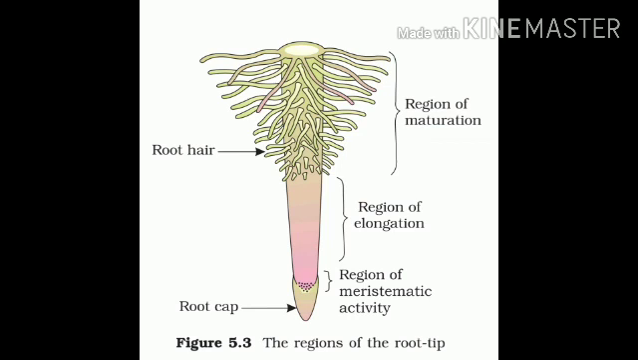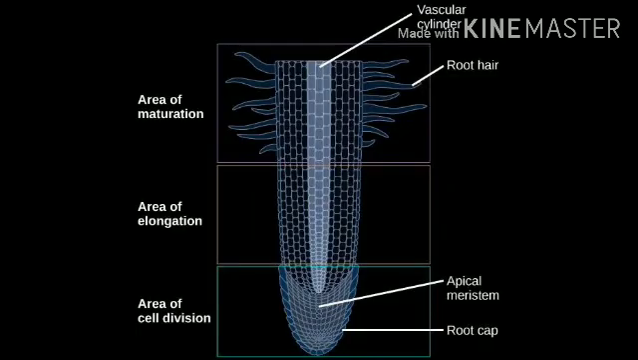The last region is the region of maturation, where the matured epidermal cells modify themselves into slender, very fine, delicate, thread-like structures known as root hairs. They help in absorption of water and minerals from the soil. So remember, every type of root mainly has 4 regions: root cap, region of meristematic activity, region of elongation and region of maturation, which includes the root hairs.